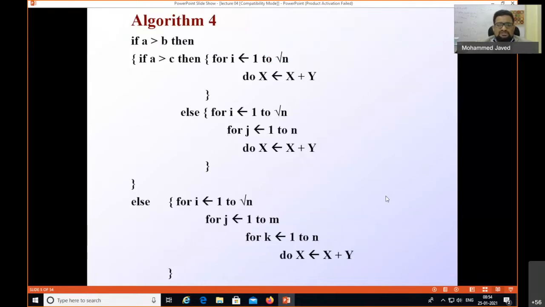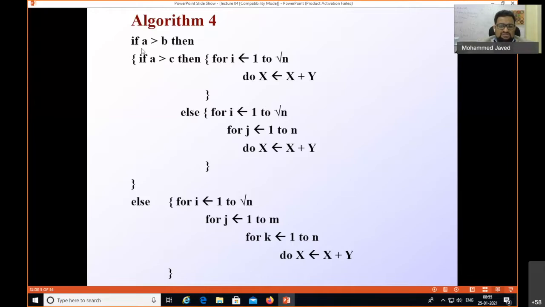Now let us have a little bit more complex algorithm, which is algorithm number 4. Please listen carefully to this, just see this algorithm. If A is greater than B, and if this is true, then if A is greater than C, for i equal to 1 to root n, do x equal to x plus y. If this is false, then this will be executed, which is else for i equal to 1 to root n, for j equal to 1 to n, do x equal to x plus y.